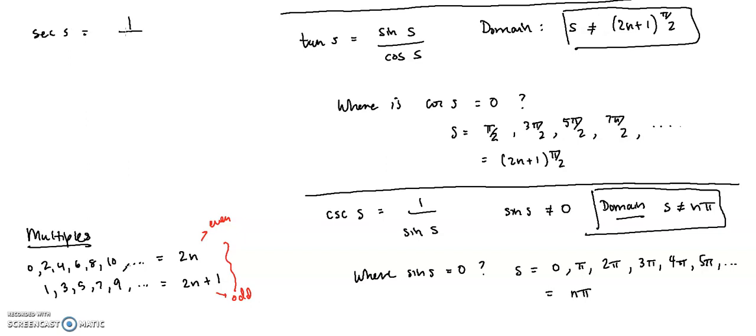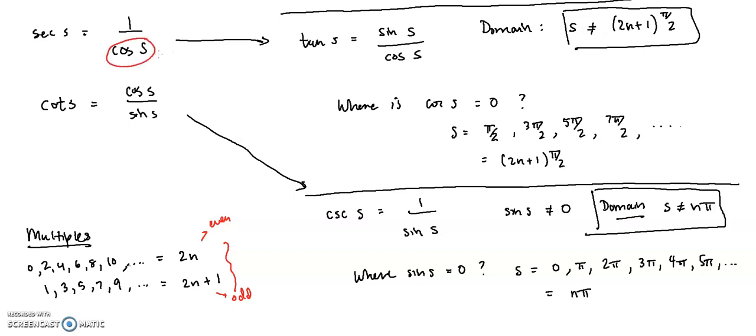So secant is 1 over cosine. That's going to be the same as tangent because you've got cosine on the bottom. Cotangent is going to be cosine over sine, and that's going to be the same as cosecant. Remember, you're looking at what's in the bottom. So for secant, cosine is going to be like tangent, and for cotangent, sine is going to be like cosecant. You should be able to figure those out. It's going to be the same as these two.